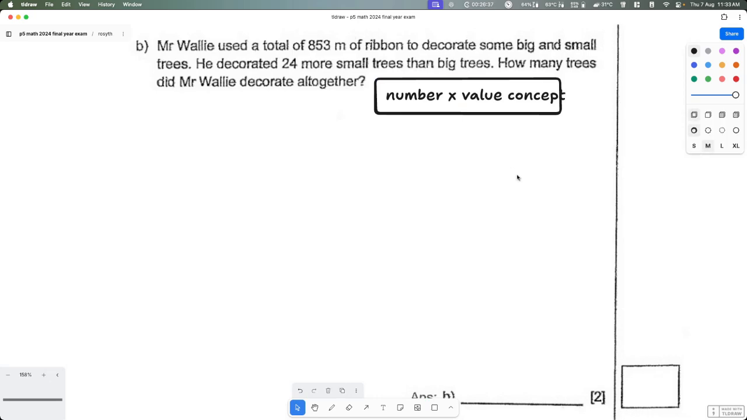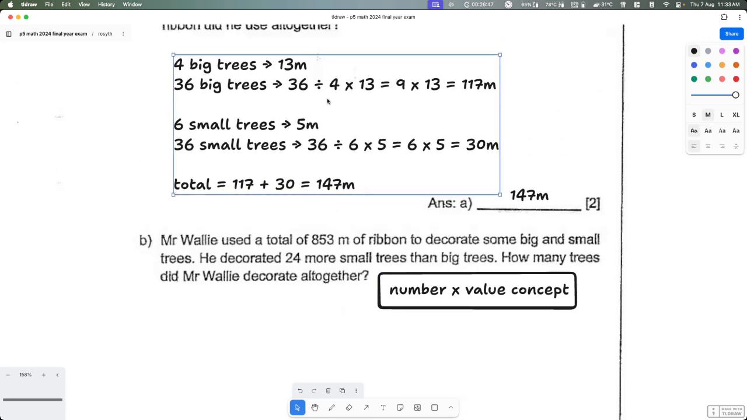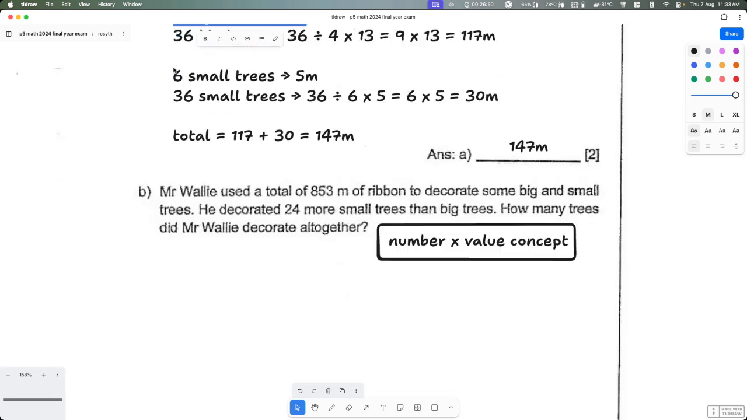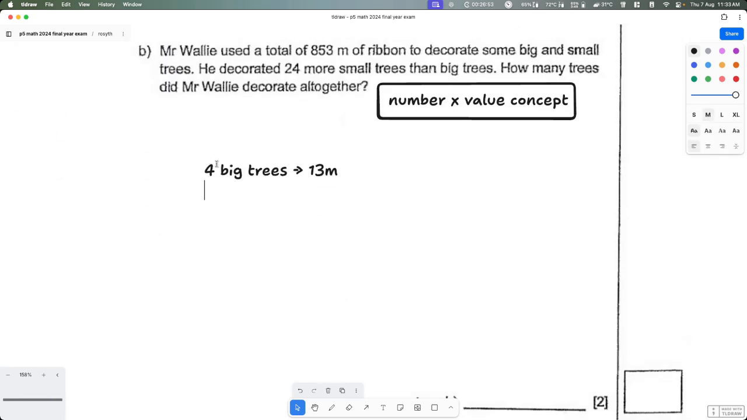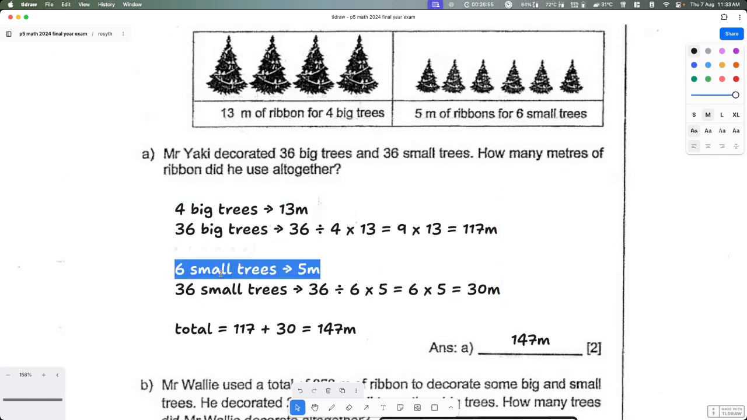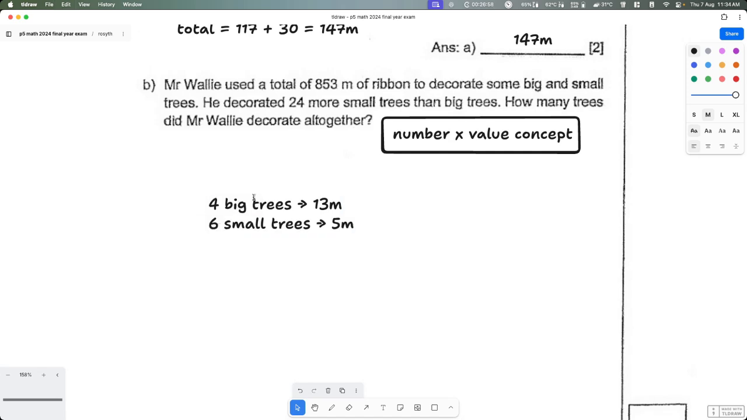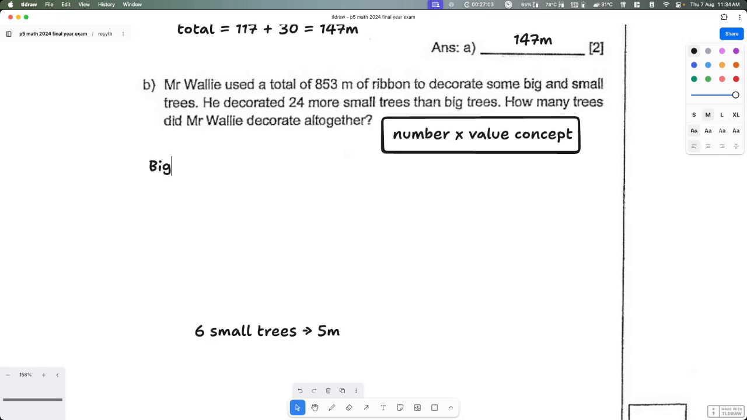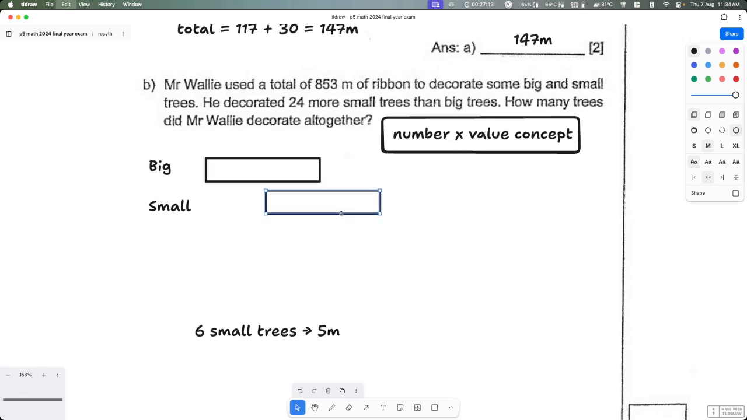So what we can do in this case, we know that he decorated 24 more small trees than big trees. In this case we have 4 big trees, that is 13 meters. Sorry, 6 more small trees, 5 meters. If I were to draw a model, we have big and then we have small. In essence the big one will look something like this.